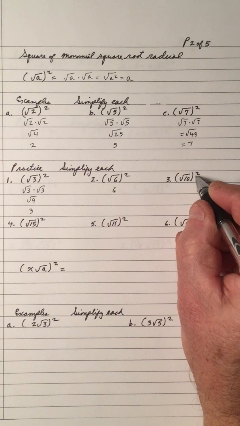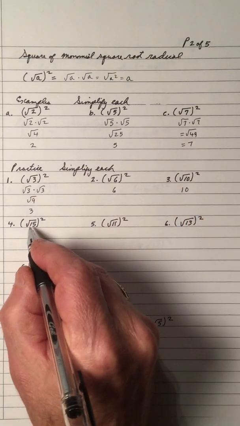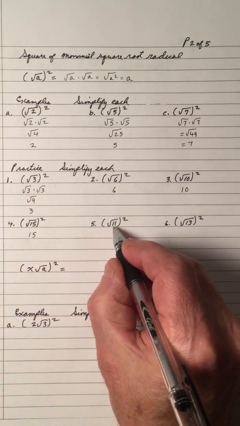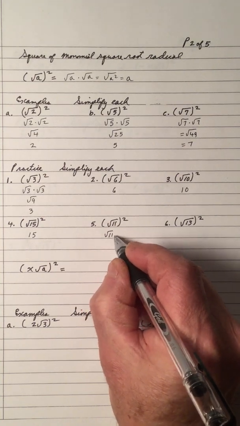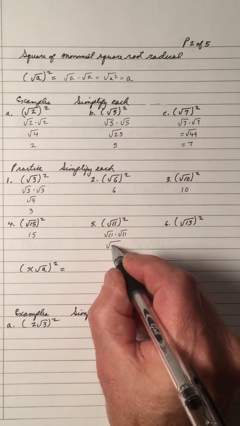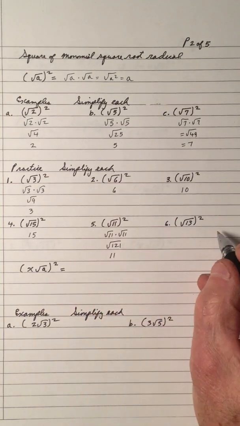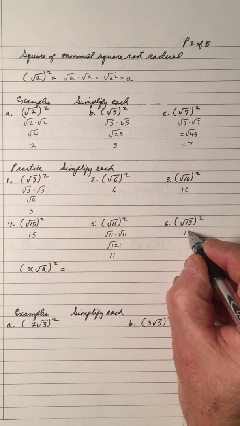The square root of 10 squared is root 10 times root 10, root of 100, which is 10. The square root of 15 squared is a 15. And just to practice, the square root of 11 squared is root 11 times root 11, and root 11 times root 11 is 121. The square root of 121 is 11. Again, if you know it, the square root of 13 squared is just 13.